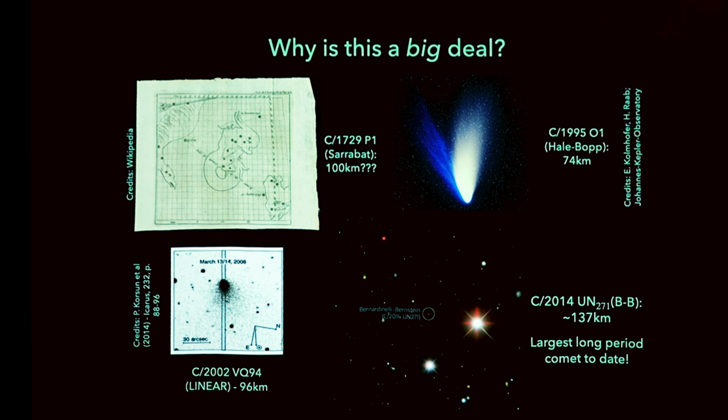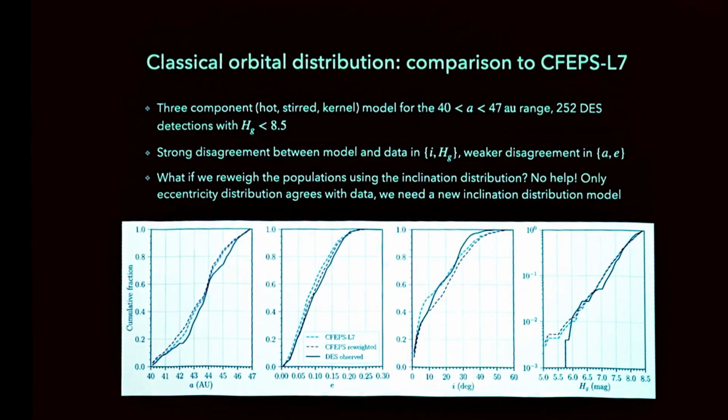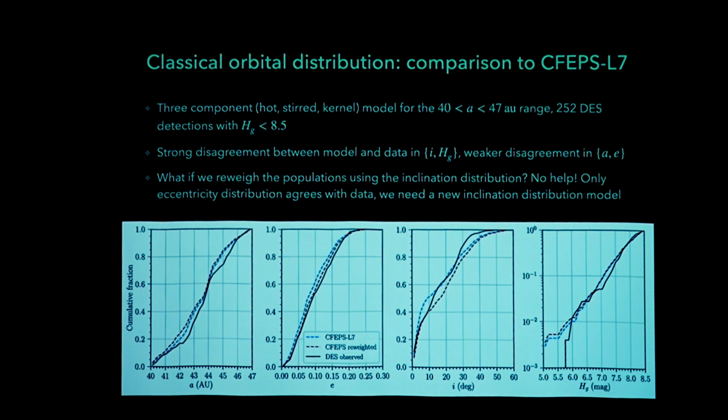So let me go back to TNOs and talk to you a little bit about the statistical properties of our sample. First, we can, for example, compare classical objects.